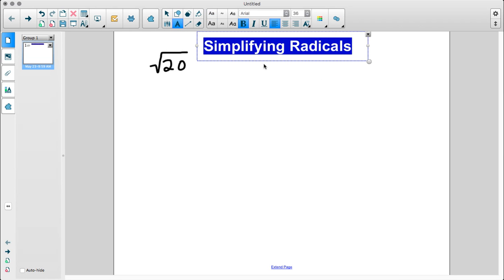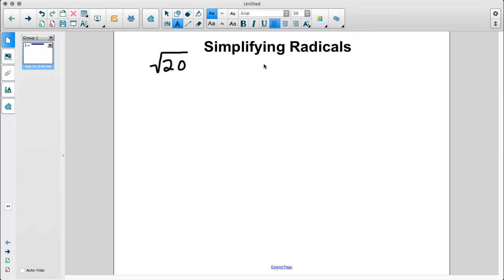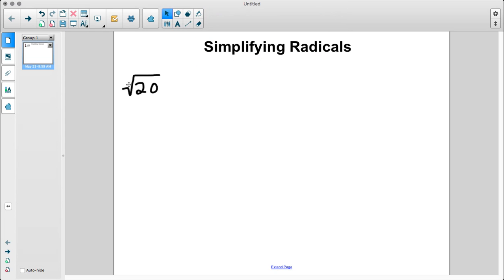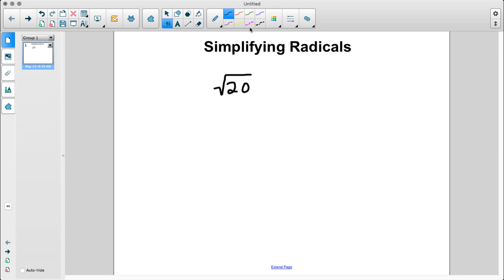Right, so there's two ways to think about this. You can decide what makes more sense to you. The first way is you can do a factor tree. So you can break this down into its prime numbers. So 2 times 10 gives me 20. 2 times 5 gives me 10. And then now I've got it all broken down into its prime numbers.